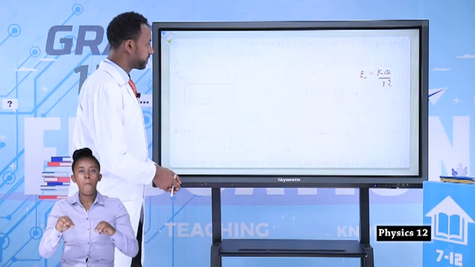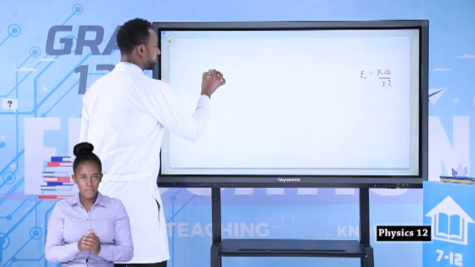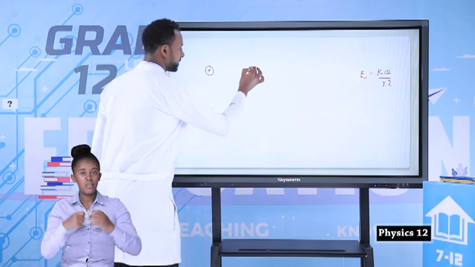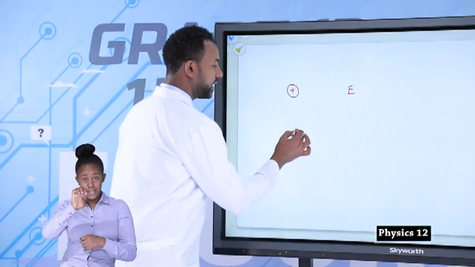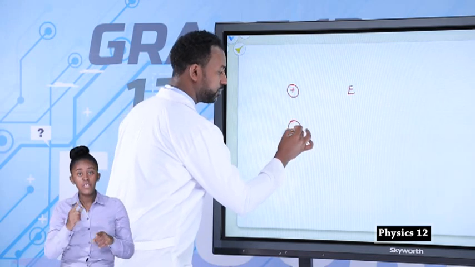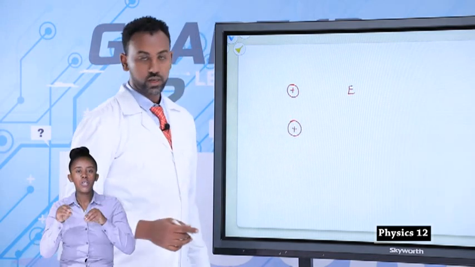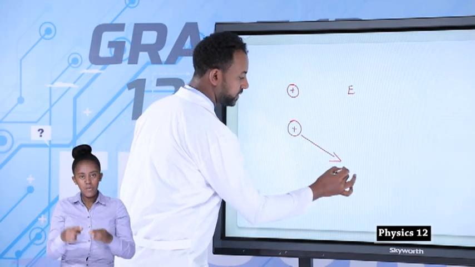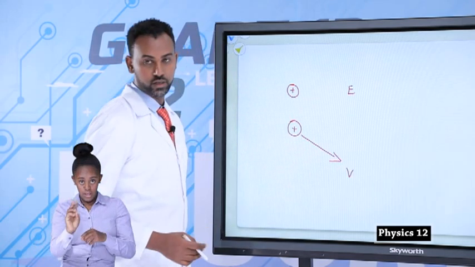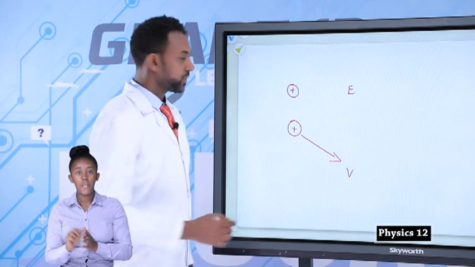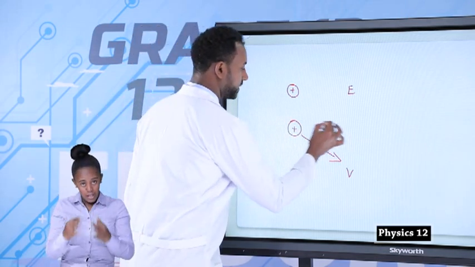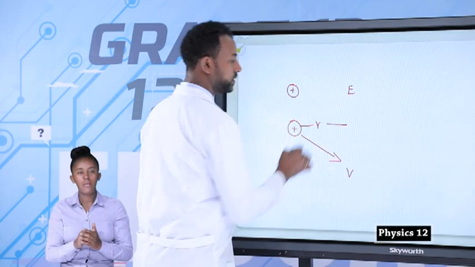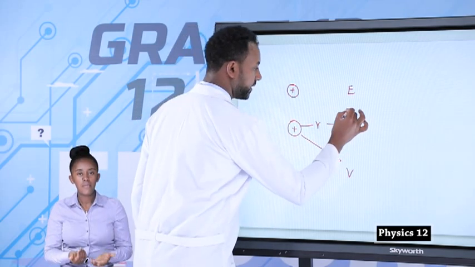Let's take it here. If there is a point charge, around this point charge, there is an electric field, E. But if this charged body is in a state of motion, there is a magnetic field. Suppose this charged body is moving with speed V in this direction. To determine the magnetic field at a point at distance R, at this point, we can have a magnetic field B.